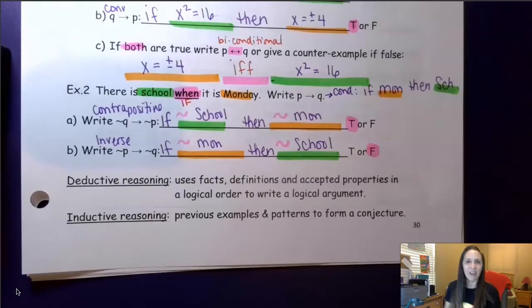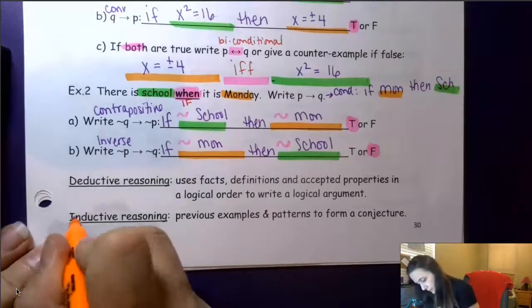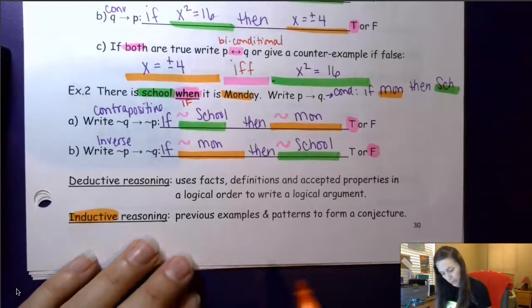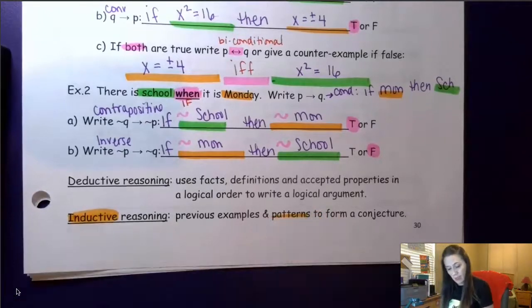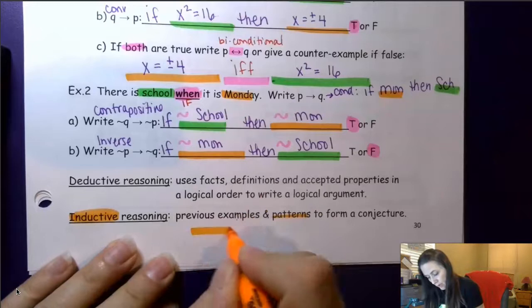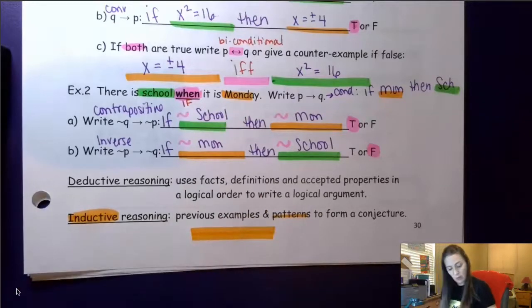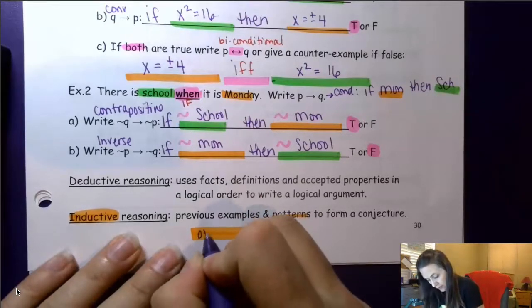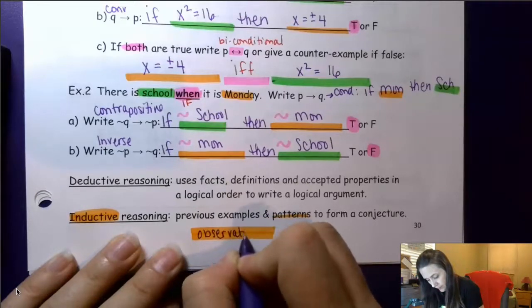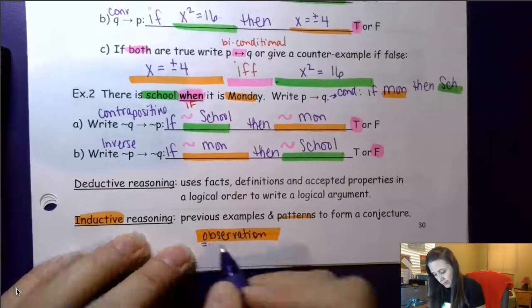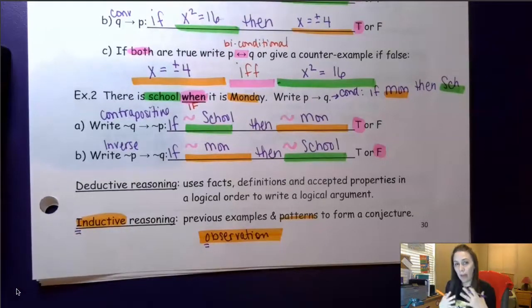Okay, so our next definitions here, deductive reasoning and inductive reasoning. We've already discussed inductive reasoning. Inductive reasoning, if we remember, is when we are looking for patterns, and I always use the word observation. So you're observing and you're looking for patterns. I remember that this is an O and this is an I, and those are both vowels, so the vowels go together for me. Inductive, observation, observing, and looking for patterns.